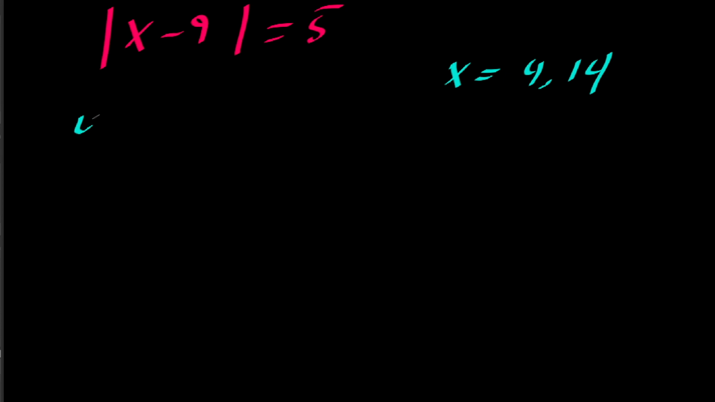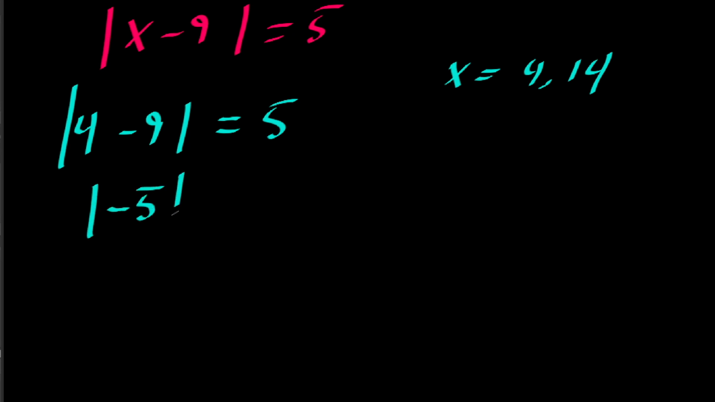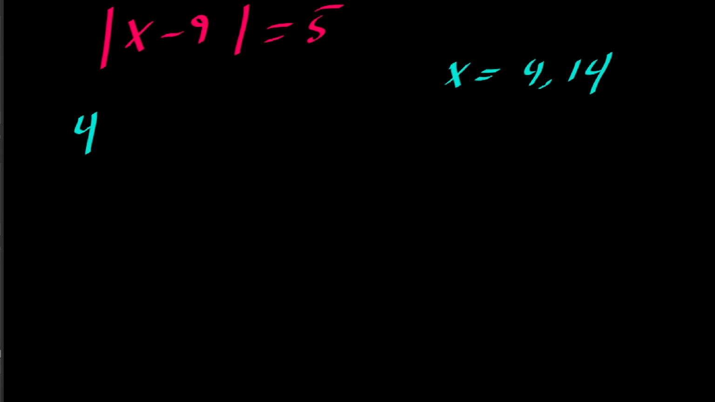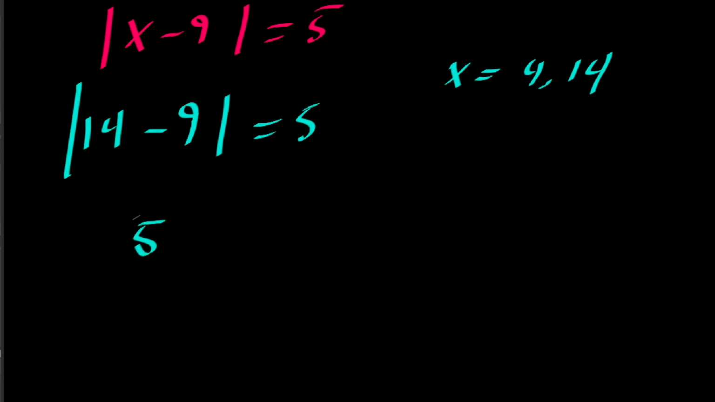Let's start with 4. 4 minus 9 equals -5. So the absolute value of that would be the absolute value of -5, which is equal to 5, so it checks out. So 4 is definitely a solution. It's not extraneous. Let's try 14. So 14 minus 9, the absolute value of that should equal 5. Let's see if it happens. 14 minus 9 is 5. Absolute value of 5 is 5, so that checks out. Now, let's say something didn't check out. That would be extraneous. All right?